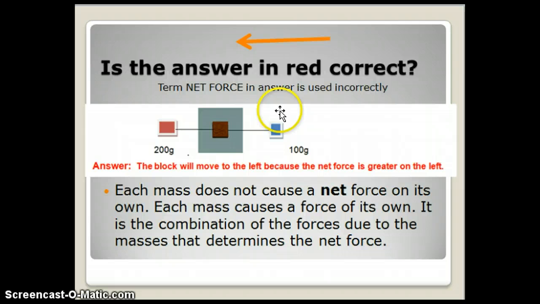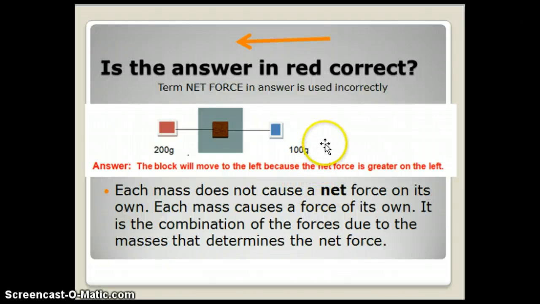Well, each mass does not cause a net force on its own. So we're not going to say that 100 grams is causing a net force to the right and 200 grams is causing a net force to the left. We're just going to call those forces. Each mass causes a force on its own, but that force is not called the net force, because the net force is when you combine different forces. So we have a force going this way, we have a force going this way, but when we combine the two forces, that's when we get the net force.